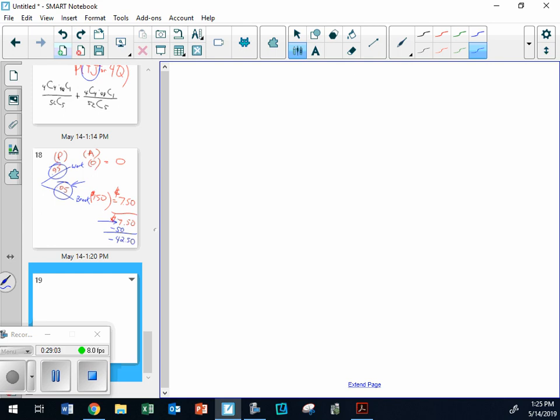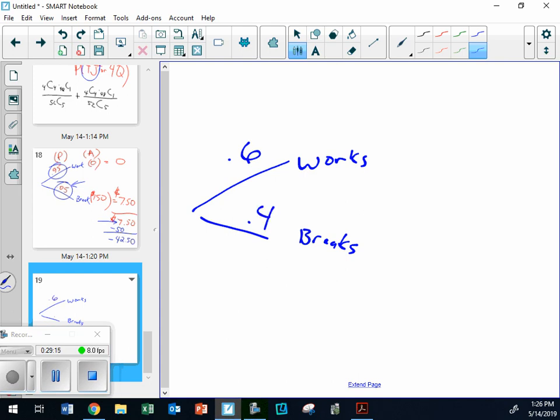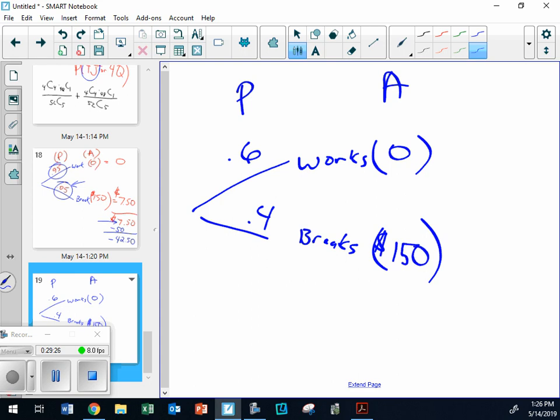I'll pause for a second while you give this one a try. Always start with works, breaks. Okay, so 60% chance it works, 40% that it breaks. Nice, that's the probability. What's the amounts? What do you get if it works? What do you get if it breaks? A value of $150 that repair you won't have to pay for.